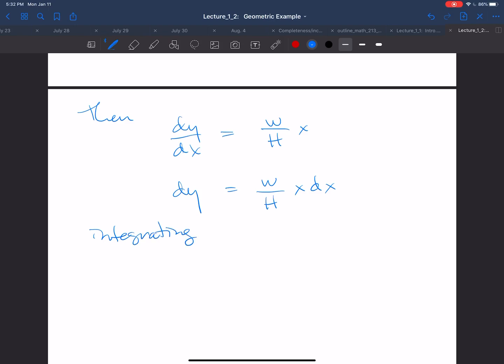And it's a simple matter to integrate both sides of the equation. So we get y equals w over 2h times x squared plus a constant. So here I've combined the two constants of integration into a single constant c. So this tells us that in the case of a suspension bridge, the shape of the cable should be that of a parabola.